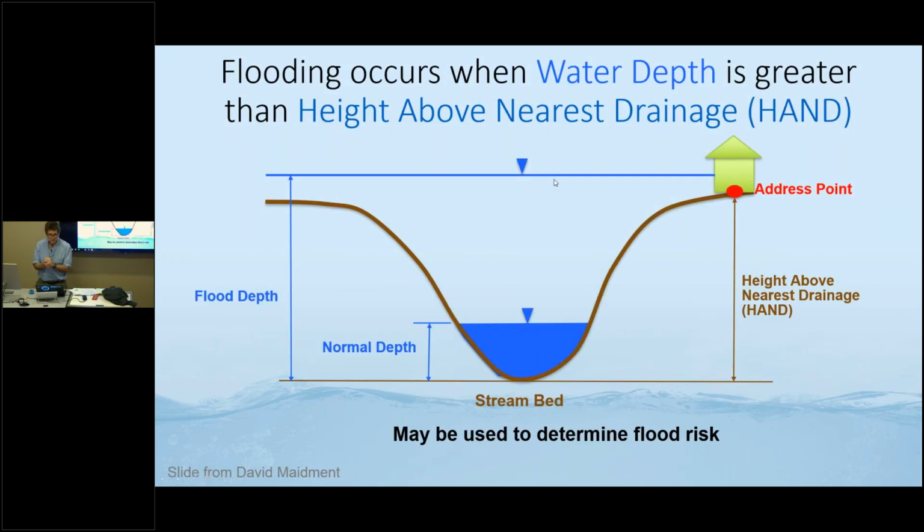So the general idea behind height above nearest drainage is that flooding occurs when the water is greater than the height above the bottom of the stream. So if the height above the nearest drainage from this address point where there's a house is less than the flood depth, then you're going to have flooding at that house. If that height is greater than a shallower flow depth, perhaps normal flow depth, then you don't get flooding. It's a really simple idea, and it may be used to determine effectively the extent of flooding.